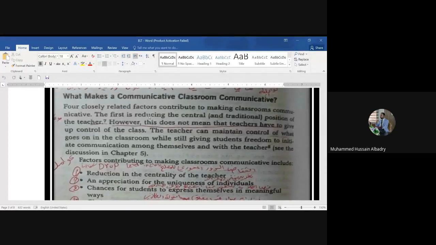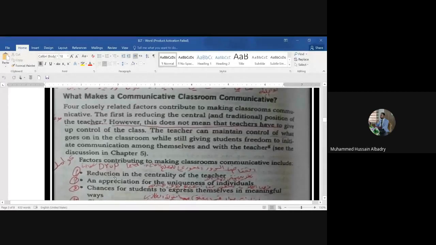The teacher has to give a chance, an opportunity, to make interaction inside the classroom between students themselves and between student and teacher. You see? It does not mean that the teacher loses control of the class. Rather, the teacher controls the class but gives a chance to a student or two students to communicate with each other, and to communicate with the teacher himself or herself. This is number 1, reduction in the centrality of the teacher.